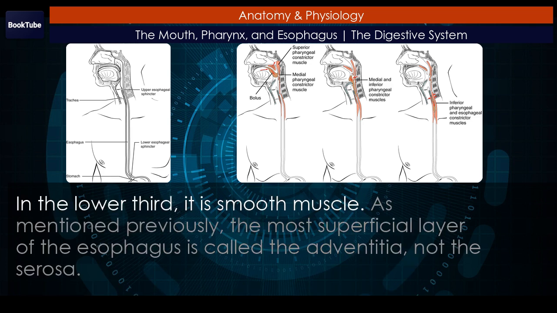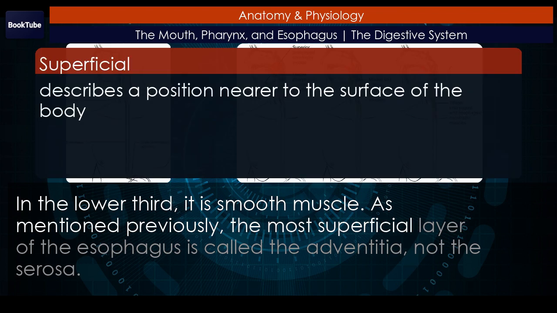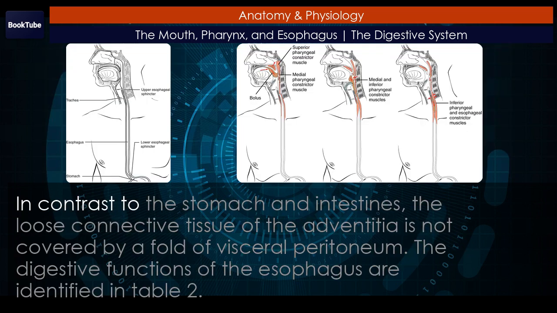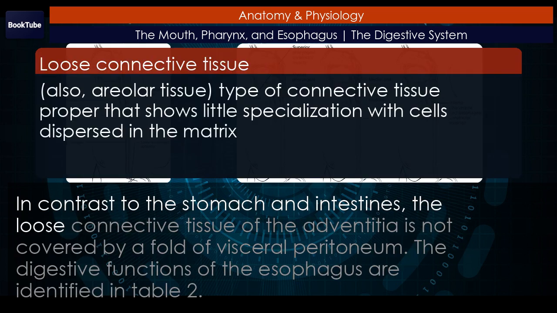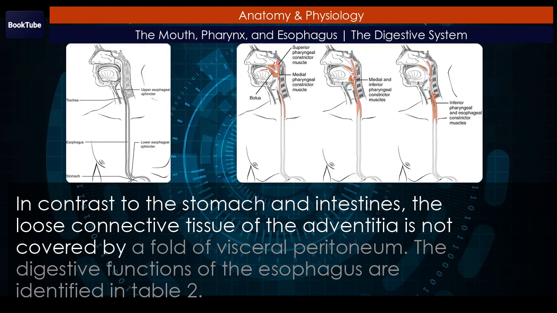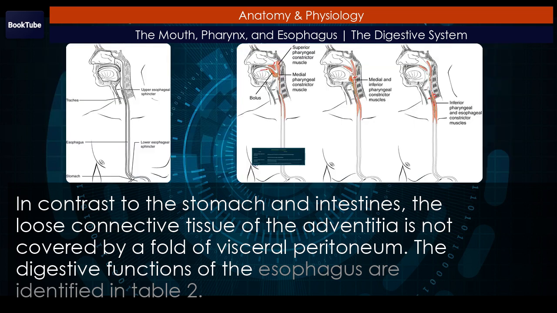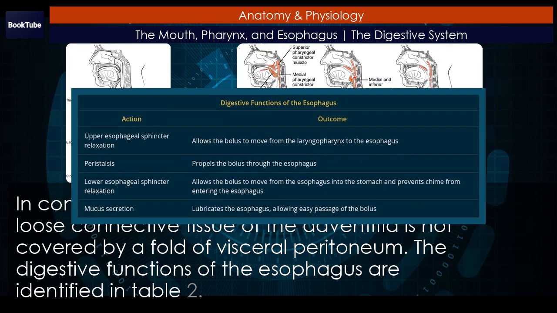As mentioned previously, the most superficial layer of the esophagus is called the adventitia, not the serosa. In contrast to the stomach and intestines, the loose connective tissue of the adventitia is not covered by a fold of visceral peritoneum. The digestive functions of the esophagus are identified in Table 2.